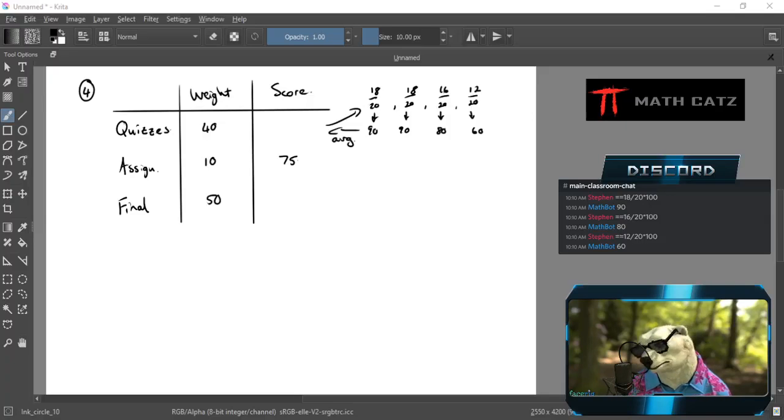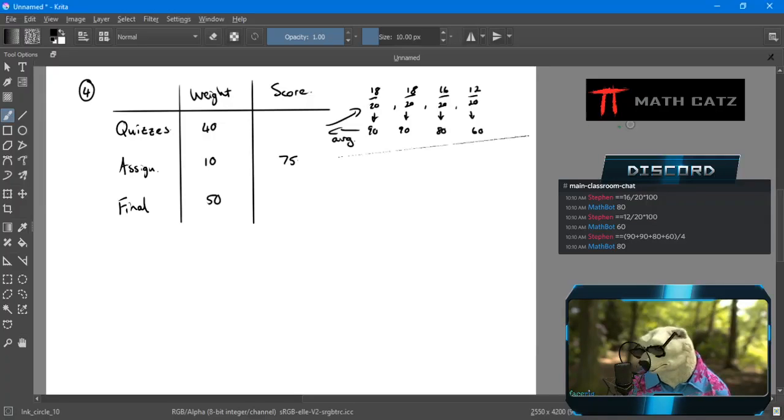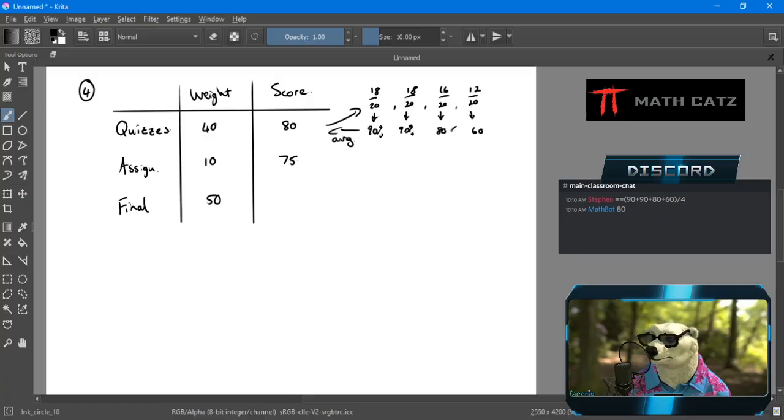90 plus 90 plus 80 plus 60, and then we divide that by 4, and we get an average of, oh, 80. Nice and simple, nice and clean. Worst case, I have to do it this way, but I could have added up all the scores as well, because they all have the same total, so they all have the same weight. But regardless, that is easy enough to do by way of percentages. Put our percentage signs there to be clear.